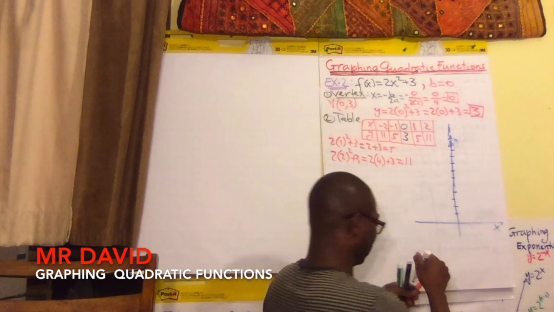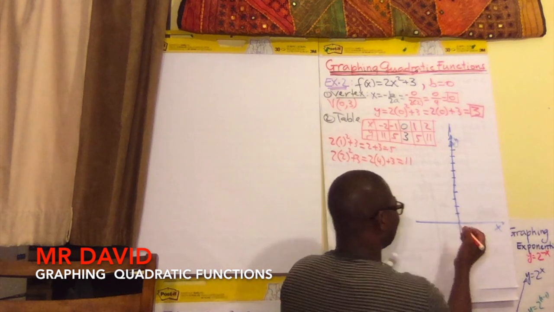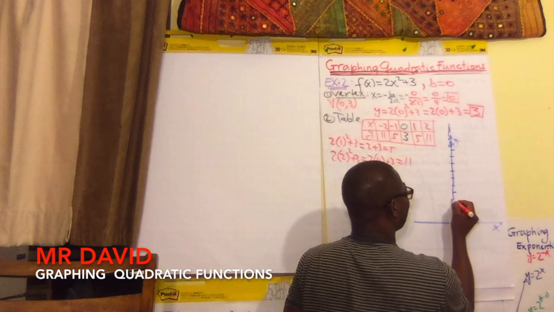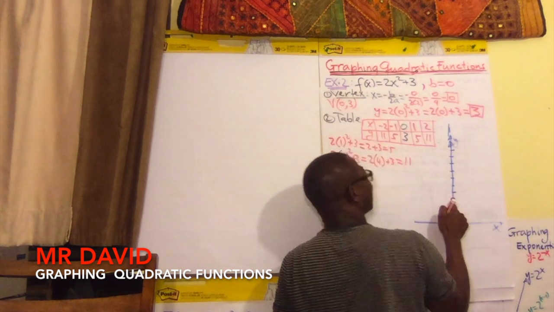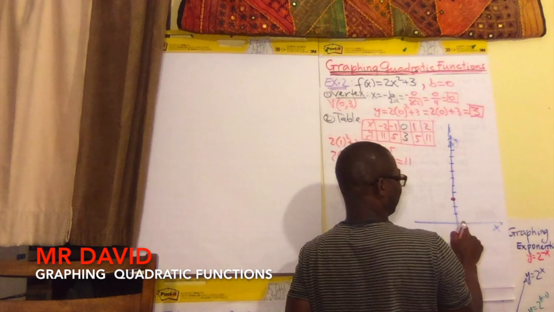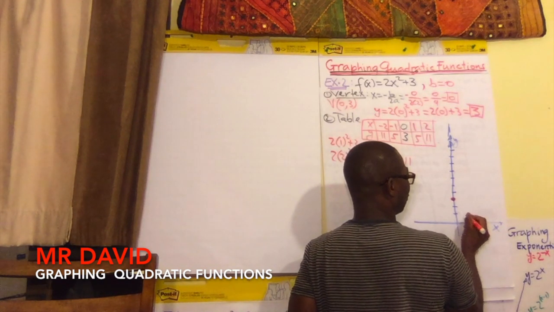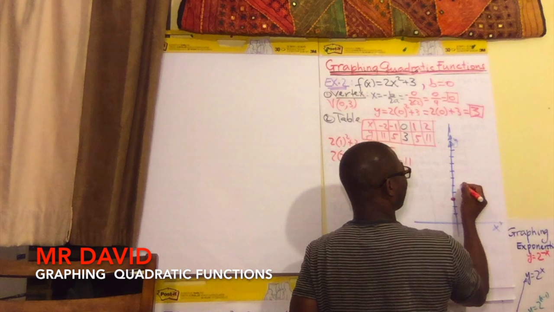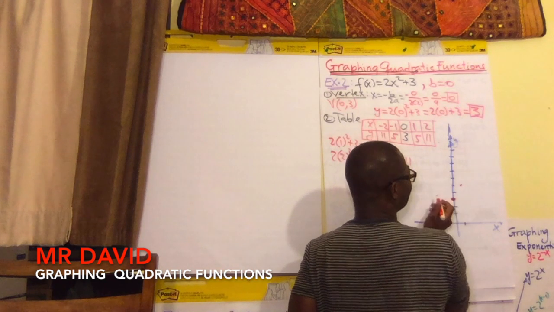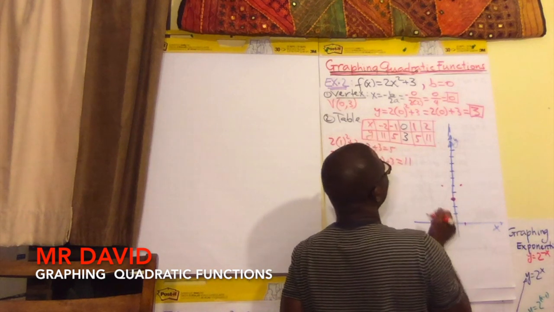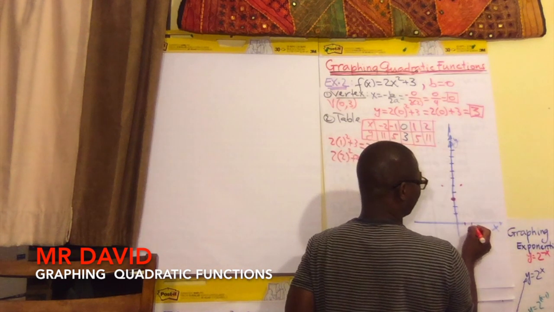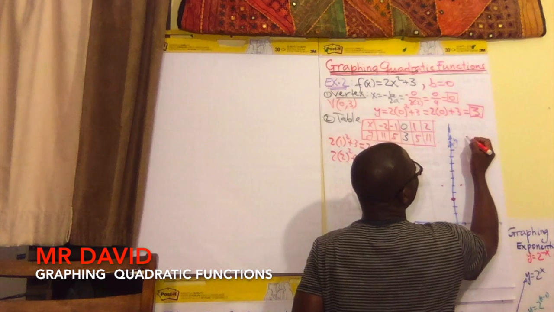I use a different color, the red one. 0, 1, 2, 3. It's right here. So 0, 3. That's our vertex. Then we go 1, 5. 1, 1, 2, 3, 4, 5. We'll have the same thing on this other side. Then at 2 we have 11. 2, go all the way to 11.